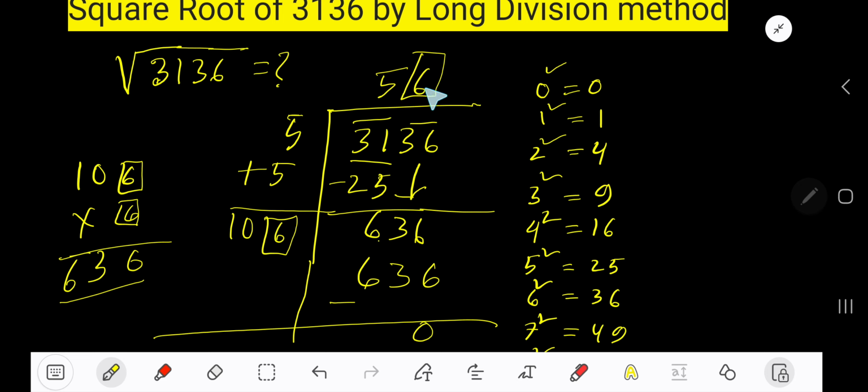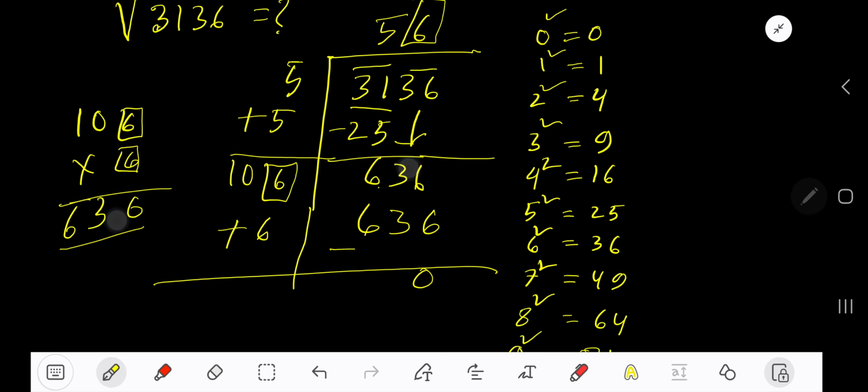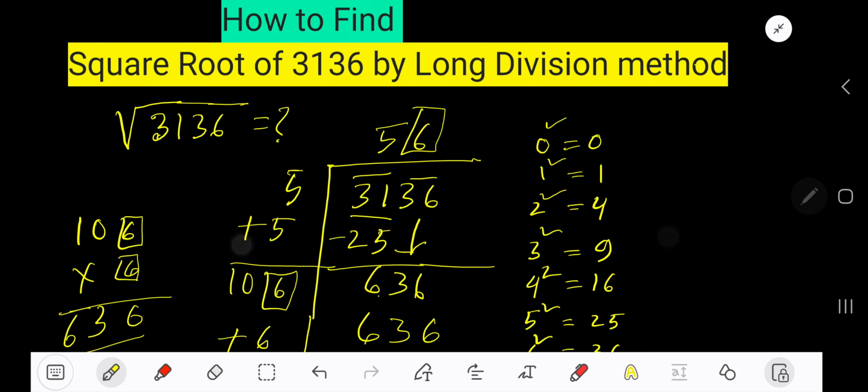Our answer is 56. To check, we have placed the digit 6 here, so the same digit will come under this divisor, and you need to add 6 plus 6, 12. Write 2, carry 1 to the next column. 0 plus 1, 1. The double of 56 is 112. This indicates that our result 56 is correct. So the square root of 3136 by long division method is 56.